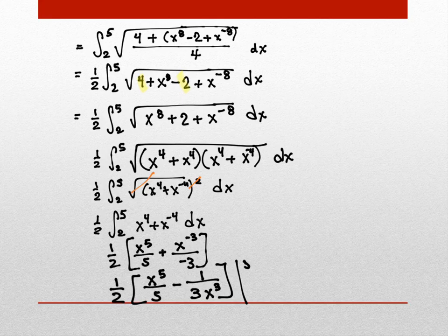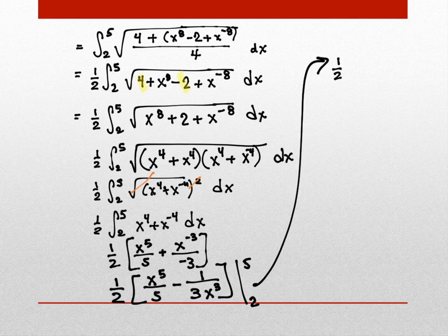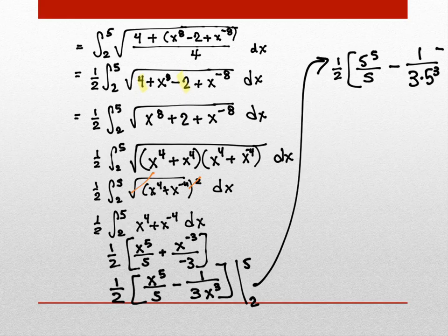So this is the evaluation at 5 and evaluation at 2. So we're going to put the number 5. We don't get to put zeros in this time. Notice that, right? That didn't happen, so that's a little unfriendly. So I have a 1/2. We have x to the 5th, so 5 to the 5th over 5, and then minus 1 over 3 times 5 cubed.